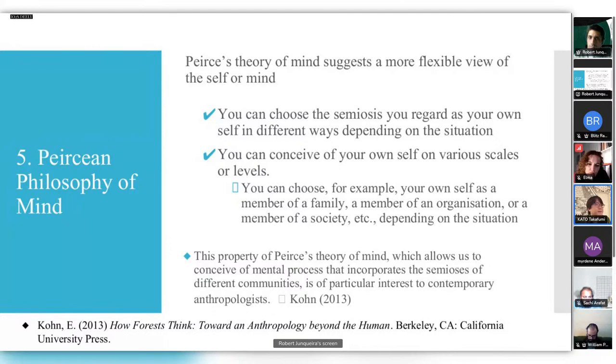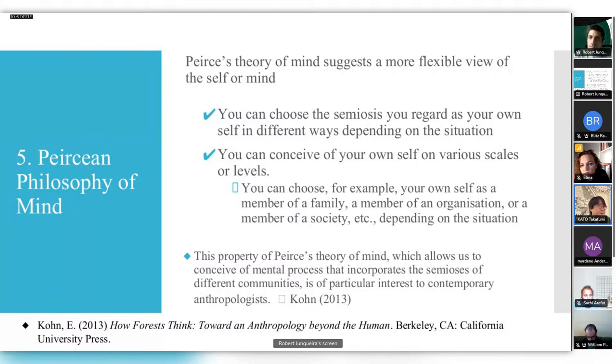We live in different communities depending on the situation, and the semiosis at work in each of these communities can also be incorporated into the semiosis of the self, depending on the situation, just like the semiosis of a notebook or a smartphone. You can choose, for example, your own self as a member of a family, a member of an organization, or a member of a society, etc., depending on the situation.